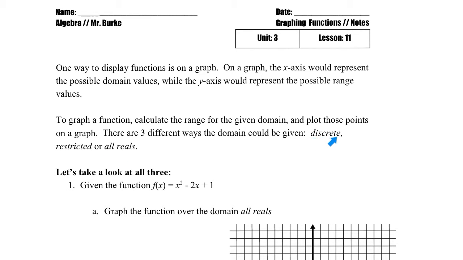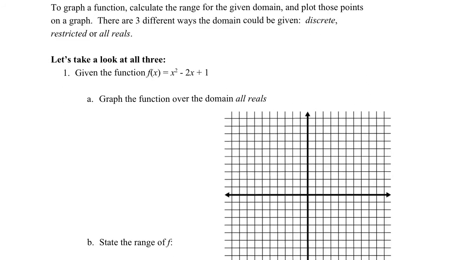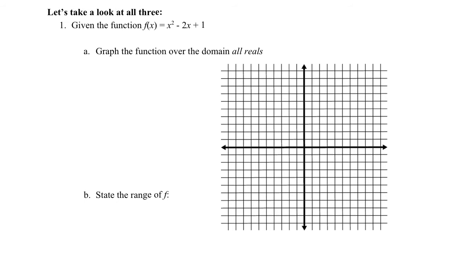It can be given as discrete, which we'll talk about what that means. It can be given as restricted, or it can be given as all reals. And depending on how the domain is given, that has to influence what your graph is going to look like. We're going to look at all three cases. And to make things simple, we're going to graph the same function each time, and I'm just going to show you the difference. So we're going to start by graphing this function right here.